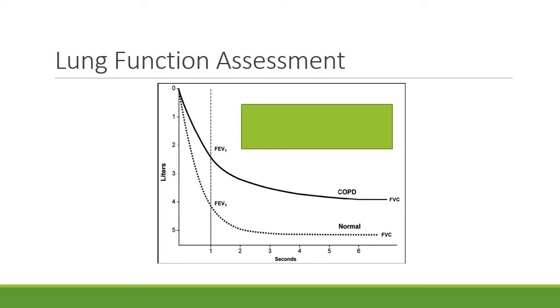Now, what you'll also notice is that the normal person can breathe out a significantly higher amount of air. This is a great indication of the functionality of that lung. It is able to bring in more oxygen, but it's also able to breathe out a lot more carbon dioxide, so you're not getting that drastic build-up of carbon dioxide in the blood.